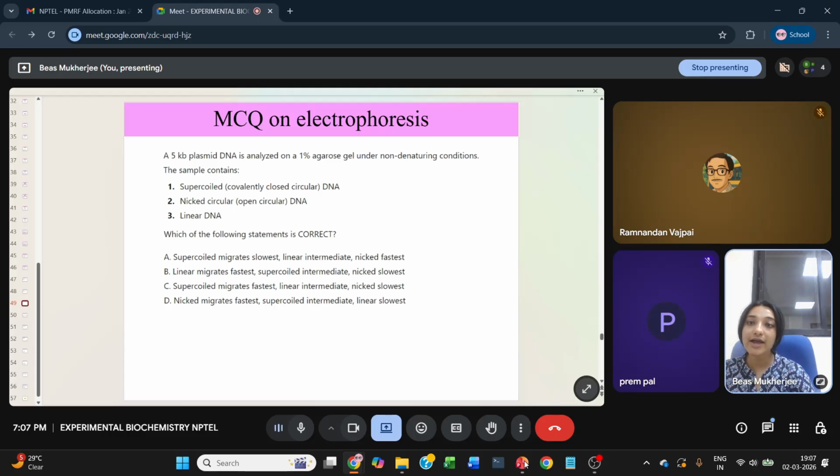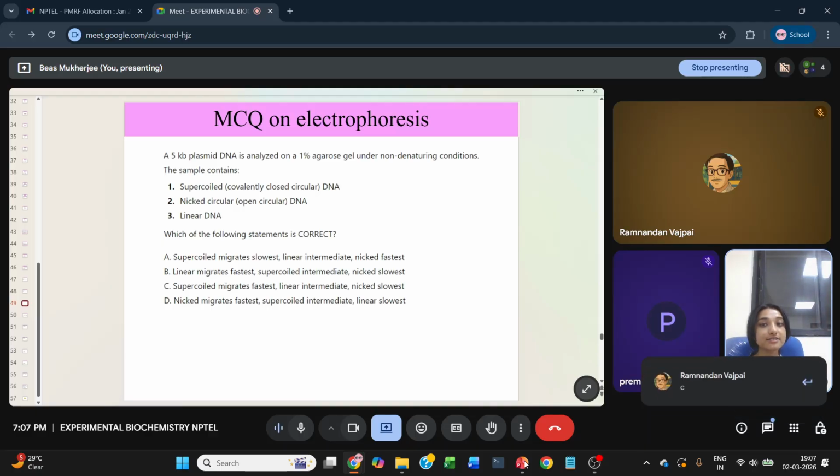Okay. So 5 kb plasmid DNA is analyzed on a 1% SDS, 1% agarose gel. 5 kb means your normal vector is normally 5 to 6 kb. Okay. So under denaturing conditions. Now the sample contains, I was telling you about this question, supercoiled DNA, covalently closed supercoiled. There is nicked open circular DNA and there is linear DNA. Okay. Which of the following statements is correct?